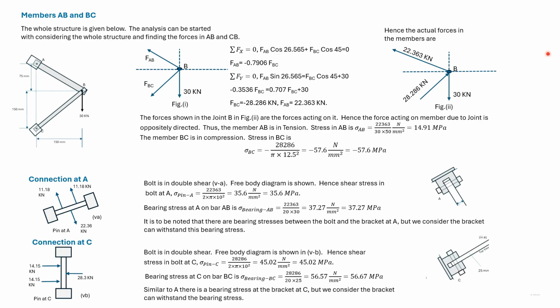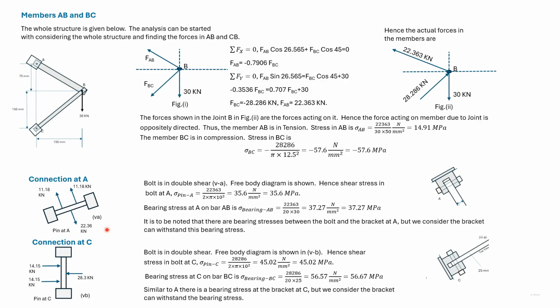We now look at joint A. We have found out the force in AB, and the forces in the bracket by equilibrium are 11.18 each. So the maximum shear force is 11.18 kilonewton. We divide it by the cross-sectional area of the pin, and we find that the stress in the bolt at A is 35.6 MPa.